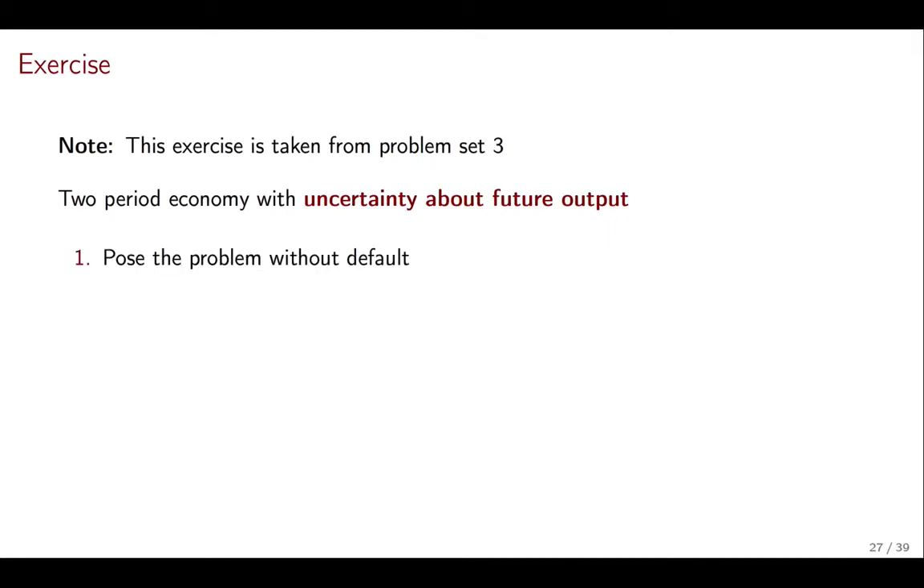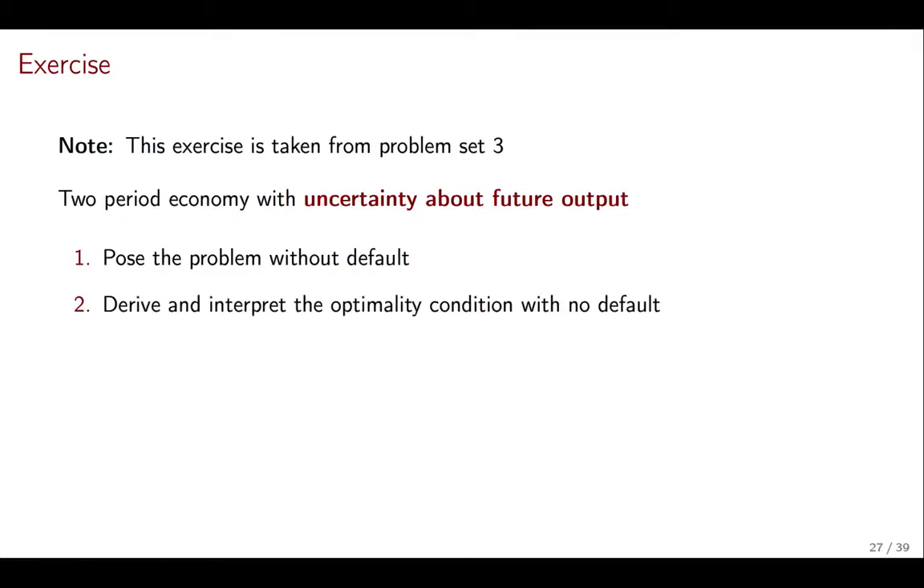First thing is this exercise is taken from problem set 3, so it should look familiar to many of you. The first thing we're going to do is deal with a two-period economy. The key difference here is that there is going to be uncertainty about future output, and I'm going to be clear about what that means in a moment. So we're going to first pose the problem without any default.